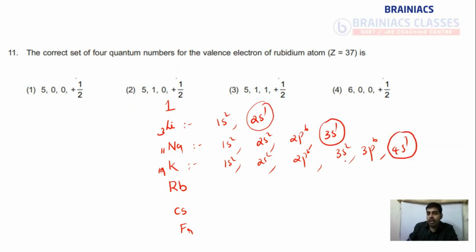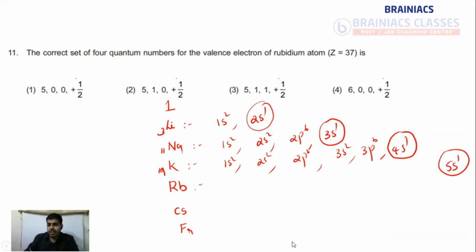And for potassium, the last electron is present in the 4th orbital, right? 2s1, 3s1, 4s1. For potassium, the last electron is present in the 4s orbital. So obviously, for rubidium, the last electron is present in the 5s orbital, 5s1. For cesium, it is in the 6s1 orbital. For francium, it is 7s1. You can easily identify the orbital in which the last electron is present.